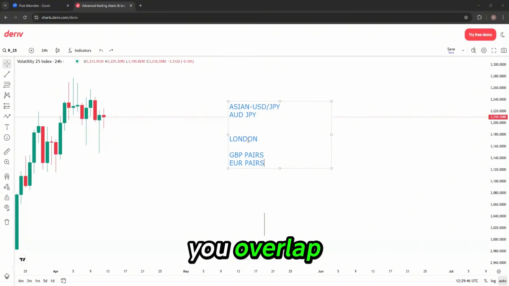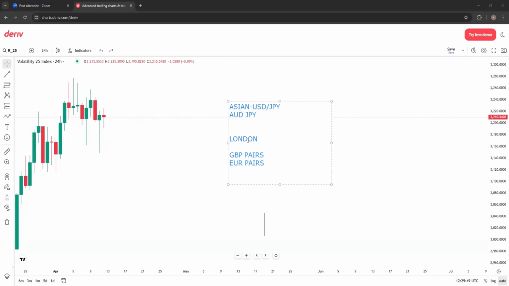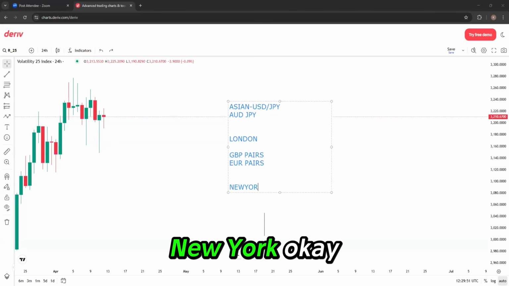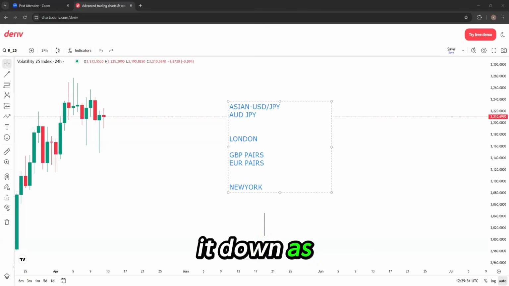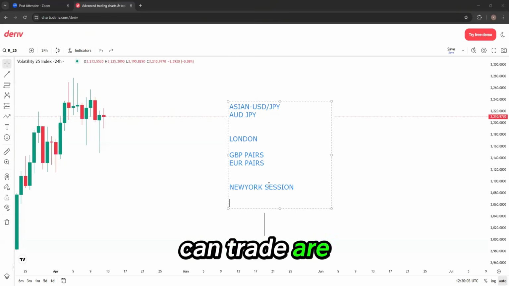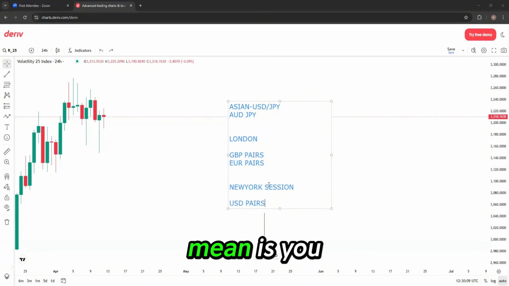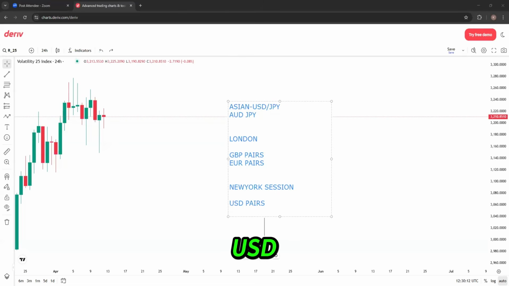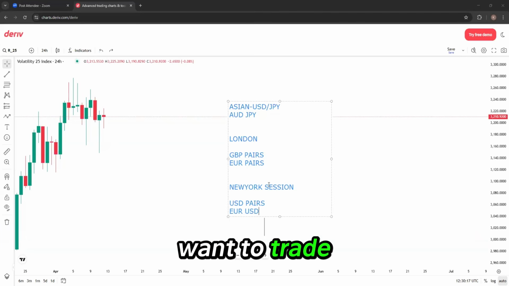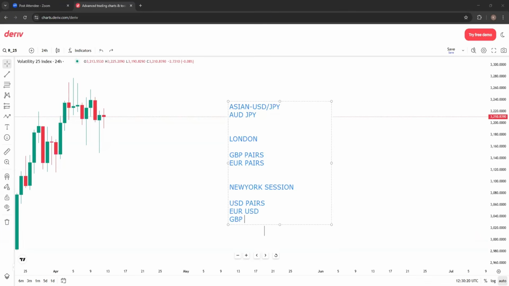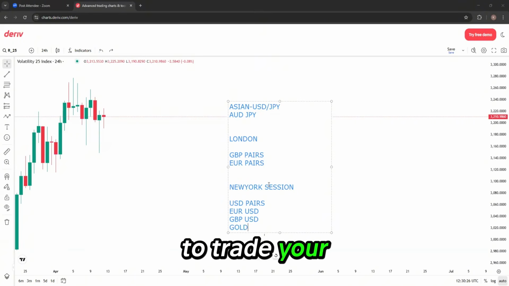And then as you overlap and go into the New York session, the best pairs that you can trade are USD pairs. What I generally mean is you want to trade your Euro USD, right? Euro USD. You want to trade your GBP USD as well. And you want to trade your gold. This is actually the best time to trade your gold.